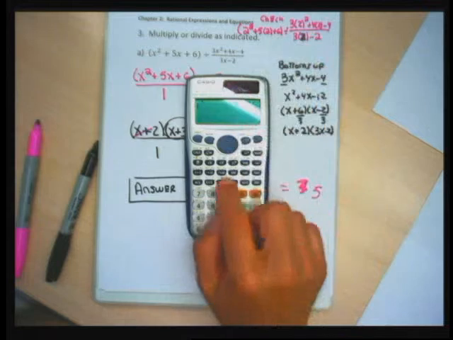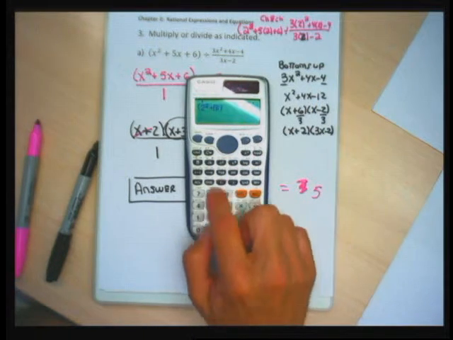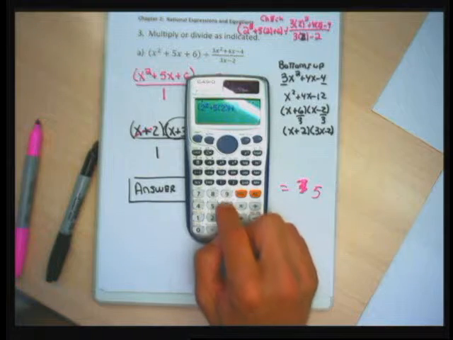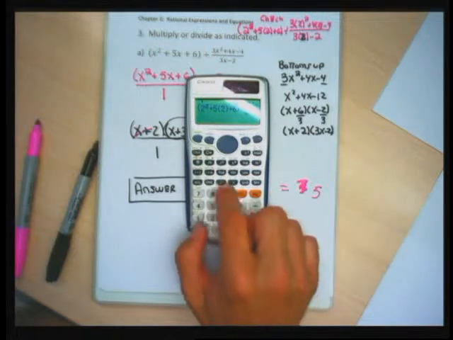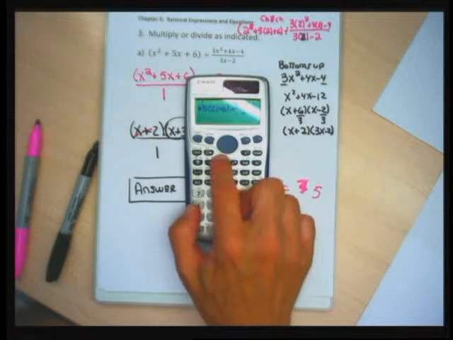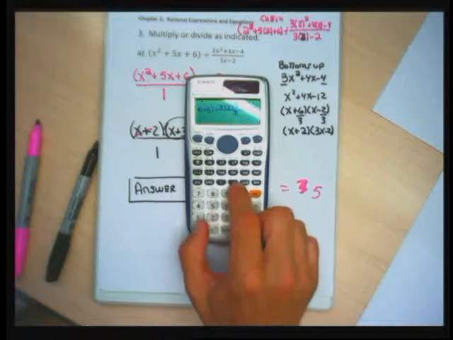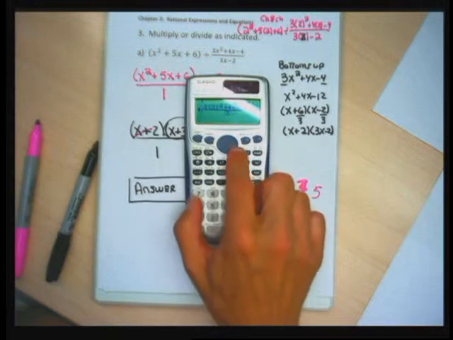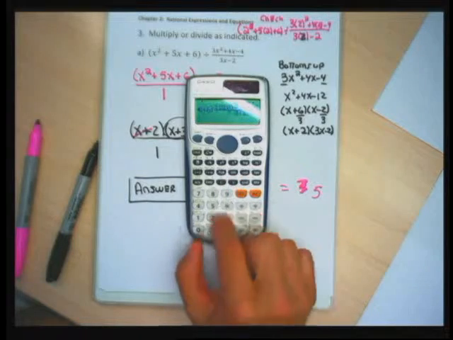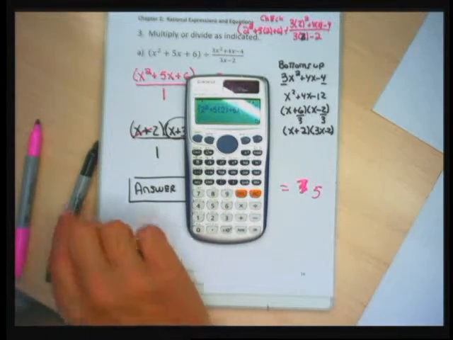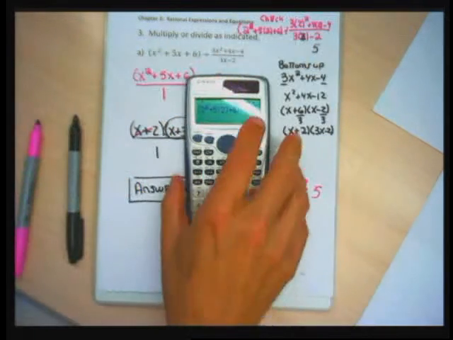Now I'm going to recheck. So I'm going to go 2 squared plus 5 times 2 plus 6 divided by fraction 3 times 2 squared plus 4 times 2 minus 4 over, is where I messed up, 3 times 2 minus 2. Oh, beautiful, and I get the 5 that I hope to get. So I believe my answer is correct.